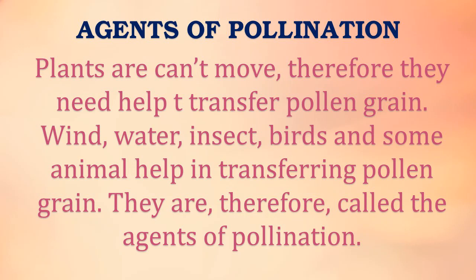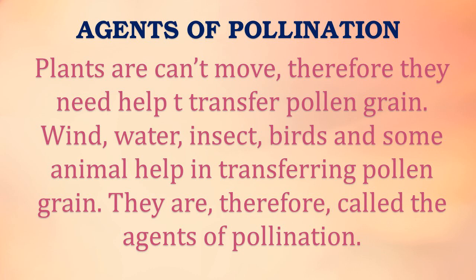Next we discuss agents of pollination. Humans and animals can move from one place to another, but plants cannot move. That's why they require some help from nature to transfer their pollen grain. Here honeybees, wind, water, insects, birds and some animals help in the transfer of pollen grain. Those who help in the transfer of pollen grain are called agents of pollination.